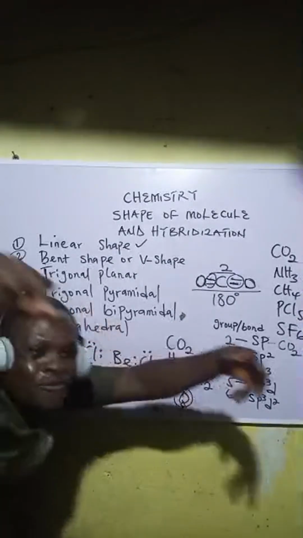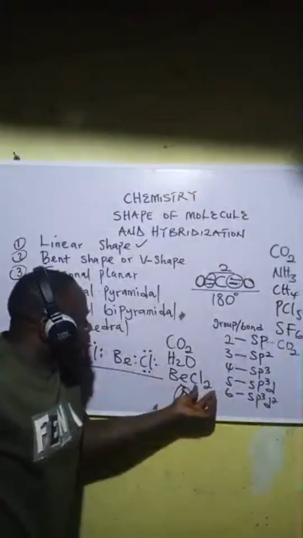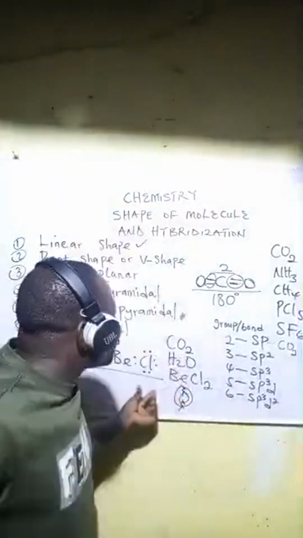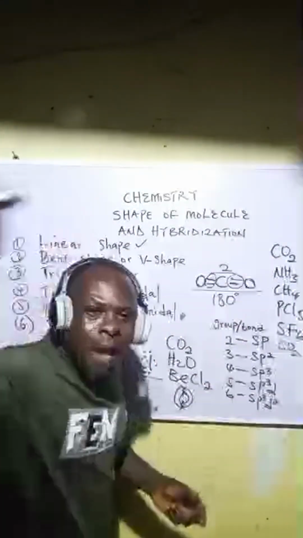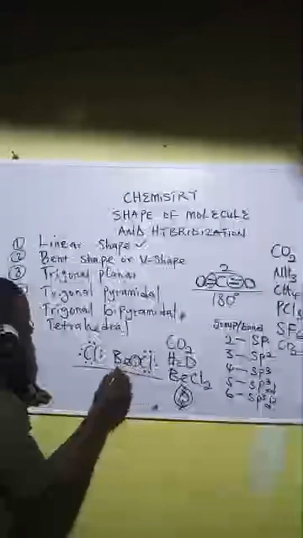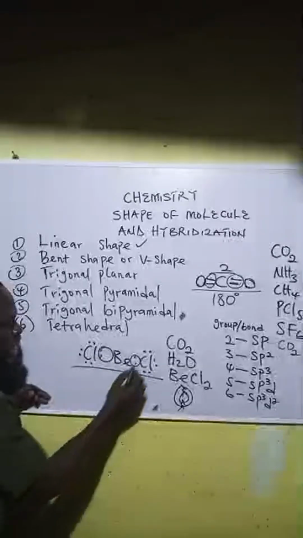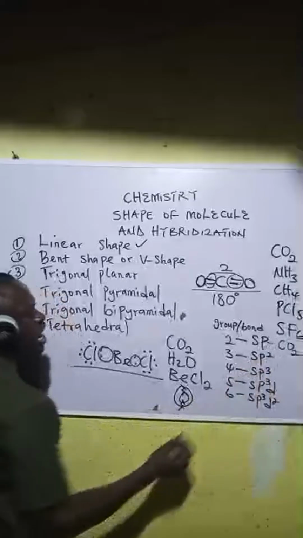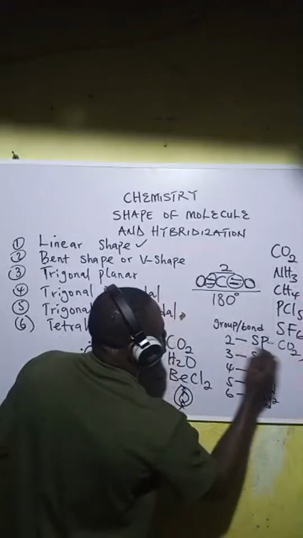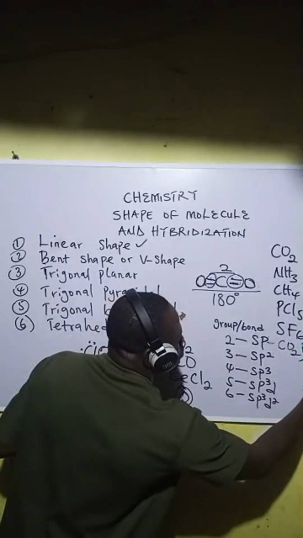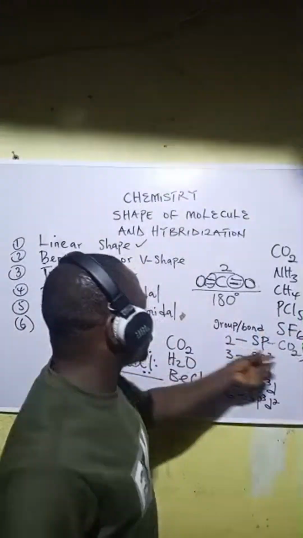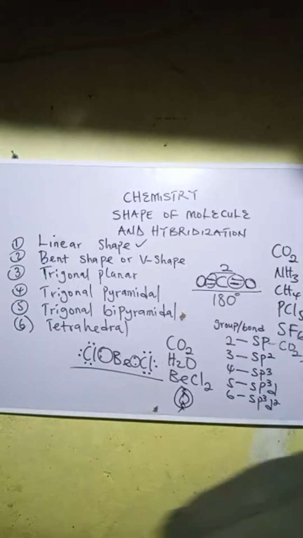Have you seen? It therefore means that beryllium chloride also has a linear shape, and the bond angle will be 180. The hybridization will be sp hybridization. Look at the bond connecting this one, and the bond connecting this one. So there are 2 bonds, so it will be sp hybridization. Therefore, the examples of sp hybridization or shape we have are carbon dioxide and beryllium chloride.